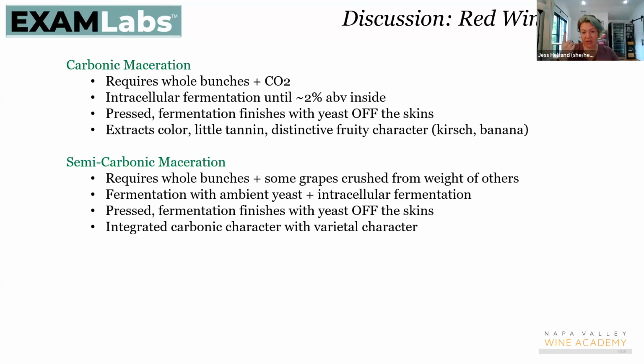The carbon dioxide that's produced by that ambient fermentation is going to create essentially that anaerobic environment for those other bunches that are still intact. So those bunches that are still intact, after a moment or two, are going to start their own intracellular fermentation. Once enough of those hit about 2% and burst open, then we're going to proceed very similarly to what we did up here, where we're going to press and the fermentation is going to finish off the skins.